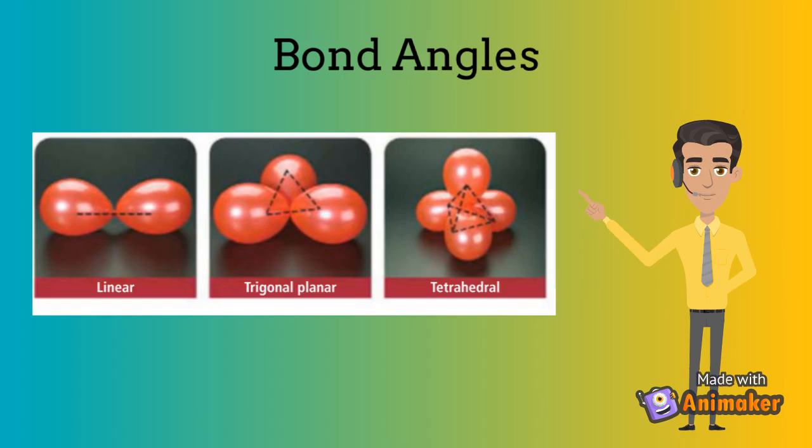These are bond angles. Electron pairs in a molecule are located as far apart as they can be, just as these balloons are arranged. 2 pairs form a linear shape, 3 pairs form a trigonal planar shape, and 4 pairs form a tetrahedral shape.